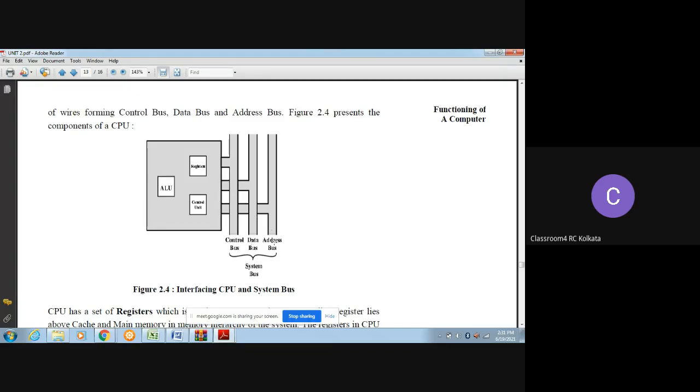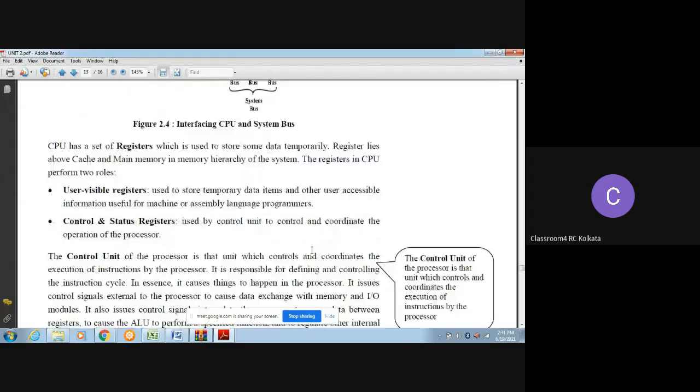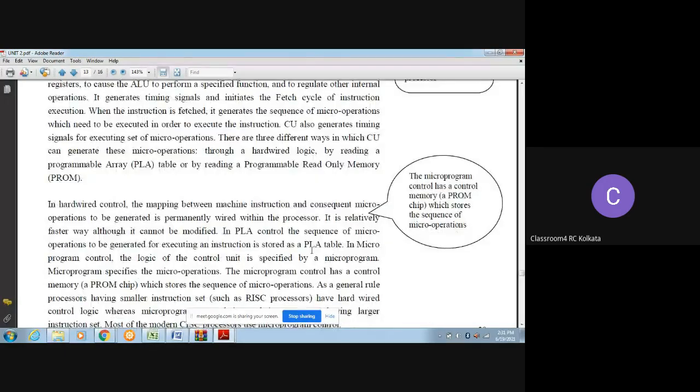That means when data is sent from the memory to the CPU and from the CPU to the memory, it goes through the data bus. And again, on the address bus, only the address is sent from the CPU to the memory or from the memory to the CPU. And these two buses are basically controlled by the control bus. This is a simple structure of the CPU system and the bus, that is, the interfacing of the CPU and the bus system. So these are the concepts.